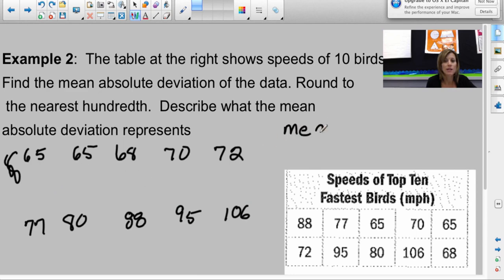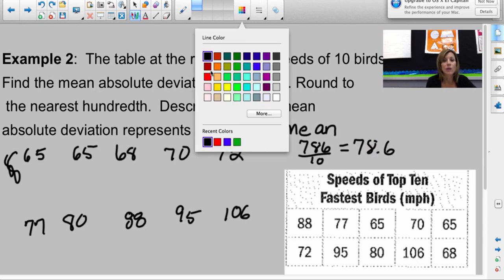So our mean was 786 divided by 10 on my calculator, which gave me a mean of 78.6. I'm now using that mean, and I'm going to subtract it from each one of my data points over here.